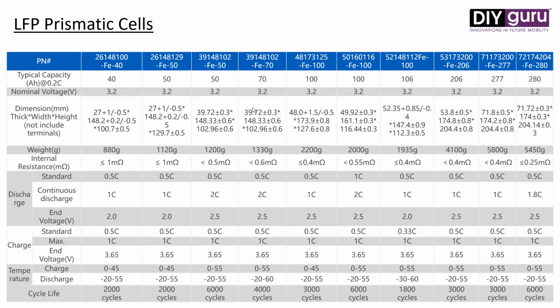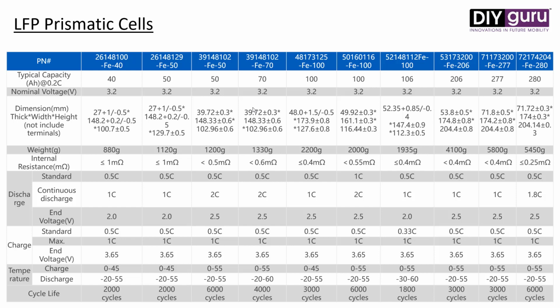These are LFP prismatic cells. Till now, the two versions that we saw were mostly cylindrical cells. These prismatic cells hold much more capacity than the cylindrical cells that we spoke about. The typical capacity could be from 40 Ah to 280 Ah in a single cell. Nominal voltage is again the standard 3.2 volt.